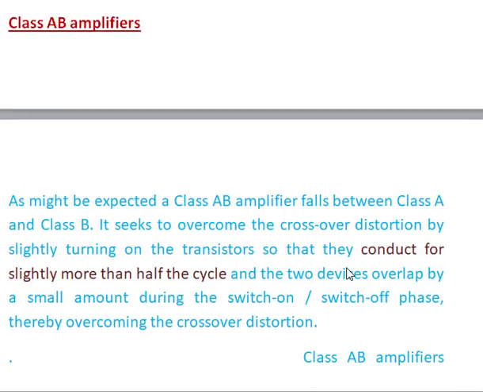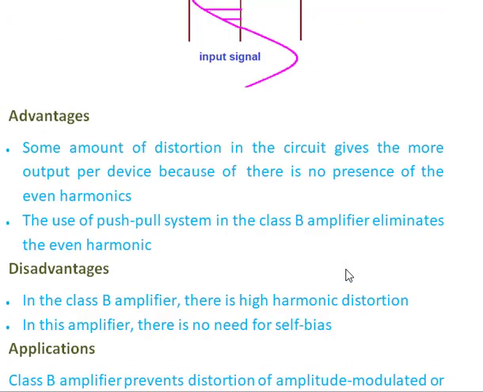What are the advantages? Here, some amount of distortion in the circuit gives more output per device because there is no presence of the even harmonics. These are also unwanted AC signals which appear in the output during the amplification. The use of the push-pull system in the class B amplifier eliminates the distortion, the unwanted harmonics.